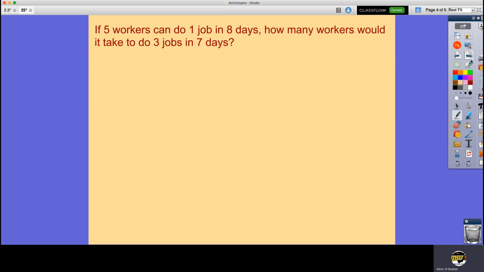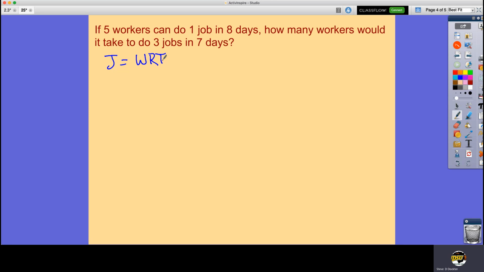Okay. All right, so we've got, if 5 workers can do 1 job in 8 days, how many workers would it take to do 3 jobs in 7 days? Okay, now this is a new equation that we're going to use. Like I said, we're going to use quite often throughout the year, and that equation, most people remember it as J-word. All right, and this is just jobs equals workers times rate times time. And then we just have to figure out what needs to go where.